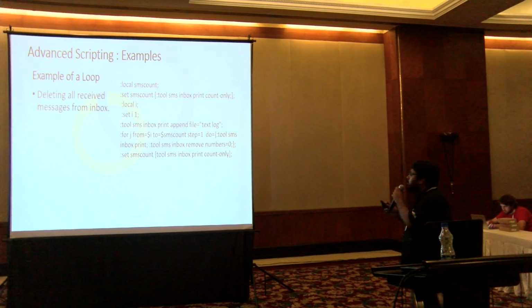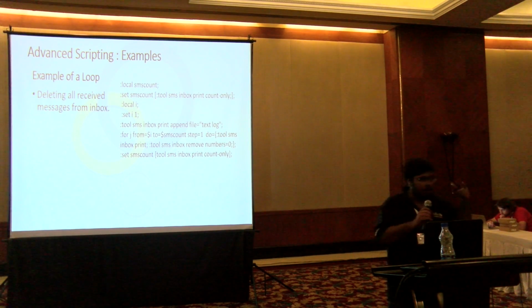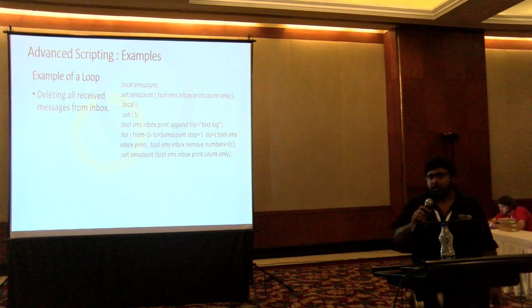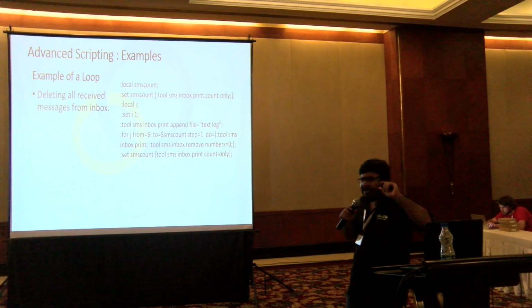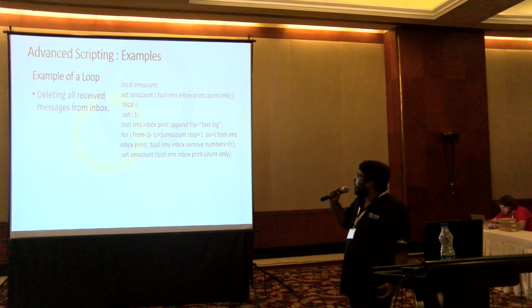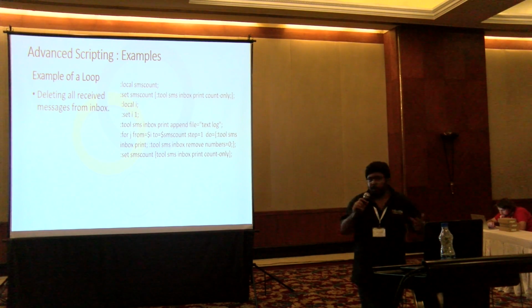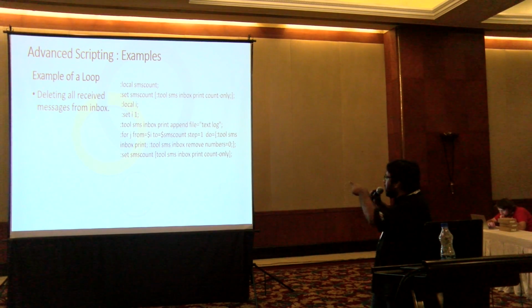So example of a loop, now I'll give you some advanced scripting examples. An example of a loop is deleting all the received messages from the inbox. So you have a SMS inbox in your router where when you receive the SMSs, there is a maximum value of it. I think about 15 SMS can be stored in it. So if you are receiving messages from time to time, sometimes you need your inbox cleared. So it can be done using a loop.